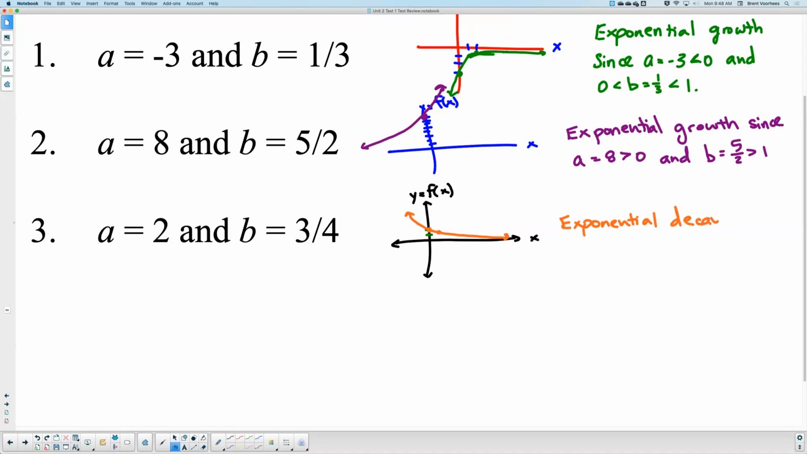But if it asks for reasoning, your reasoning is what? You just have to state is it above or below? Since we're starting above the y-axis, are we increasing from there or decreasing from there? And b is decreasing. Why is it decreasing?